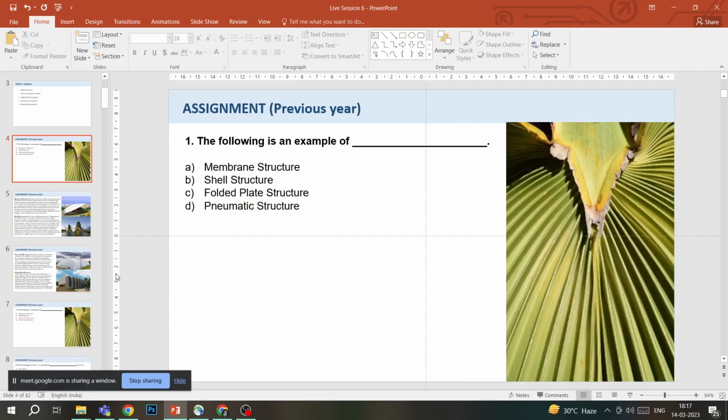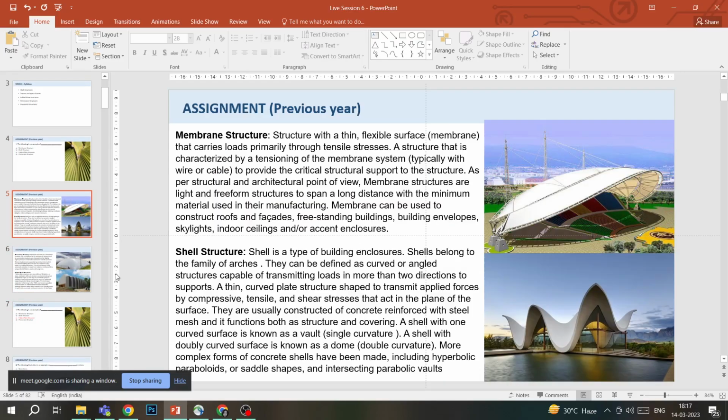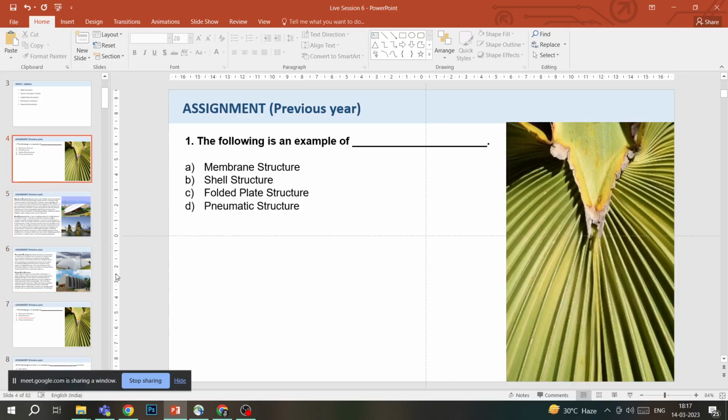So as you can see, going back to this image, we have seen how all these four kinds of structures look like. You can clearly see that the pattern in the leaf is like a zigzag pattern, which is also called a chevron pattern. So this chevron pattern is a characteristic of a folded plate structure. So our answer would be folded plate structure.